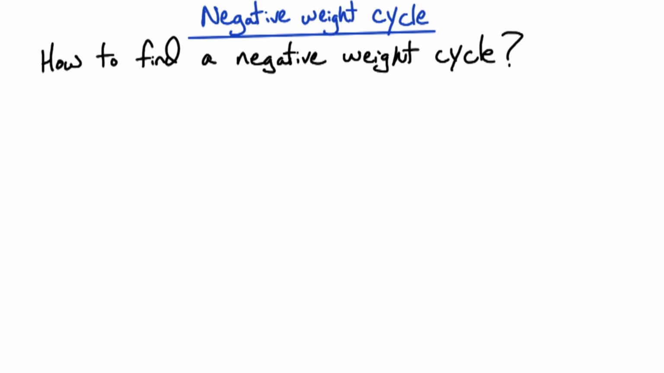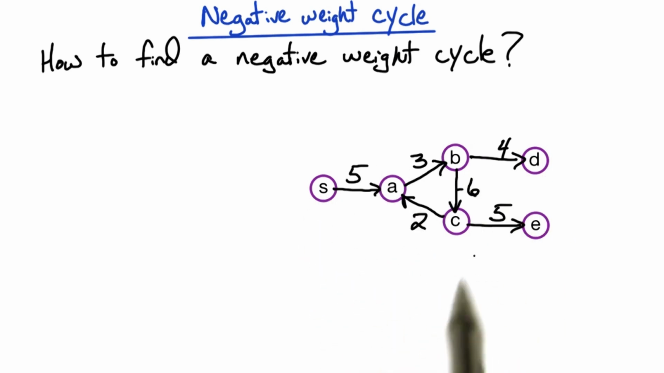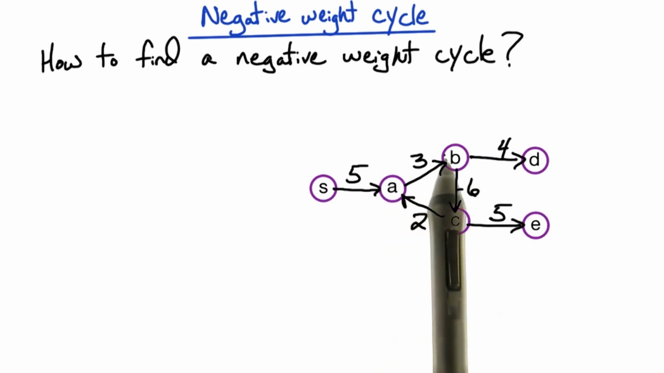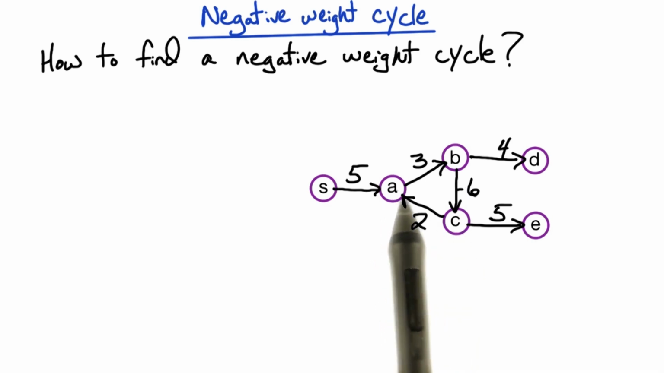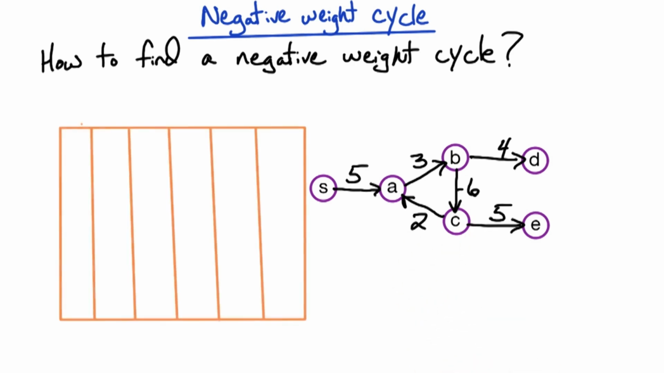Let's go back and look at our earlier example. Here's our earlier example on 6 vertices, and it has a negative weight cycle A, B, C, A, which is of length -1. So what's going to happen for our algorithm, the Bellman-Ford algorithm that we just defined, on this example? Let's look at Bellman-Ford algorithm on this example.